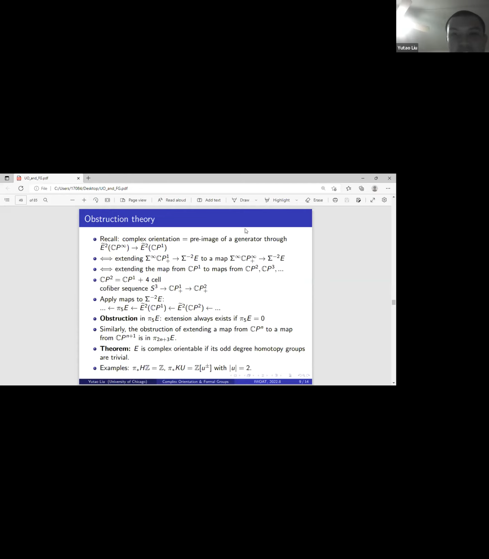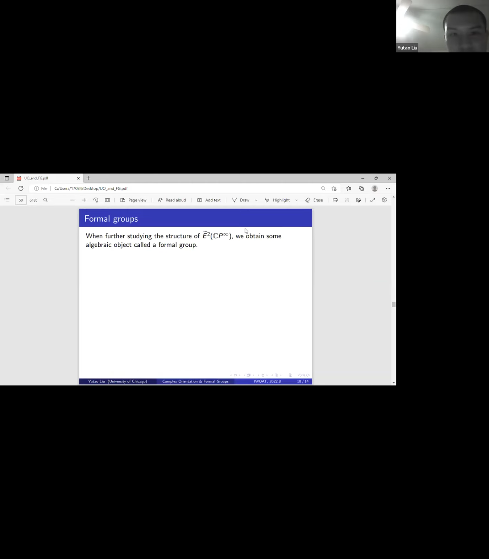So now we have finished the idea of the complex orientation on general cohomology theories. Now I want to talk about formal groups. You know the complex orientation over the cohomology theory E can be expressed by a special element in the E cohomology of CP infinity. If you further study the structure of this special E cohomology, you will have something called a formal group. So first, I'm going to give you the definition of the formal group.